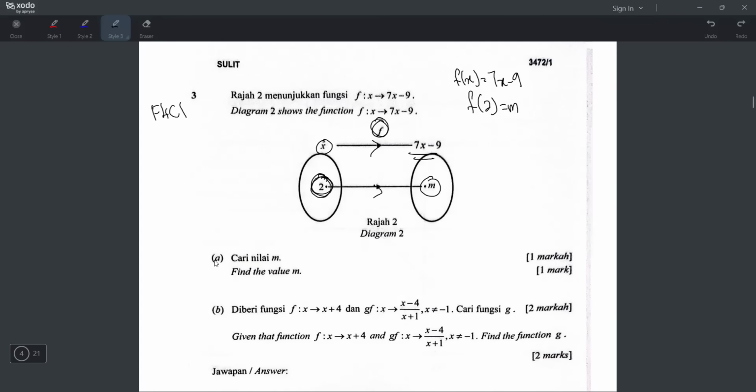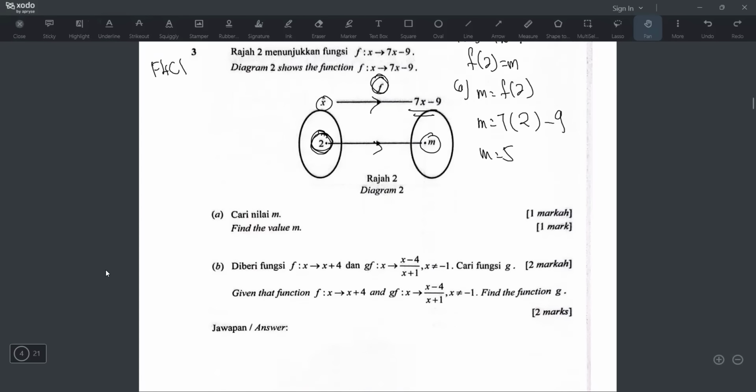Okay, so A says find the value of m. Oh, this is easy. So m equals f(2). In other words, you are finding the image of 2. It means 2 is the object, and you are finding the image of that object 2. So m equals f(2), you just basically substitute. Because f(x) is 7x minus 9, so f(2) will be x replaced with 2, so the x here is replaced with 2. So your m is 14 minus 9, 5. So that's it. That's all. It's very simple.